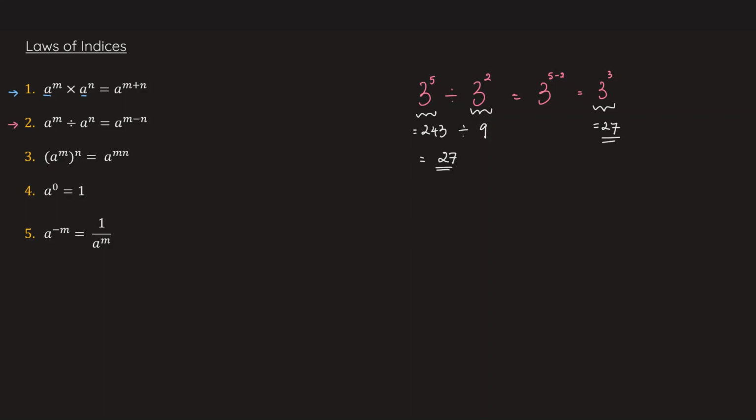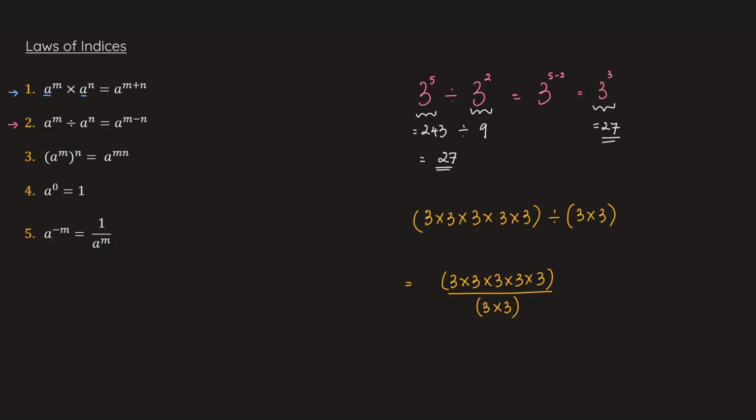Now to logically reason why this works, let's go ahead and expand it one more time. So 3 to the power 5 is saying 3 times 3 times 3 times 3 times 3. Divide that by 3 to the power 2, which is basically 3 times 3. This can be rewritten as 3 times 3 times 3 times 3 times 3 divided by 3 times 3. That's because a fraction is the same as division. A divided by B is the same as A over B, or A out of B in fraction sense.